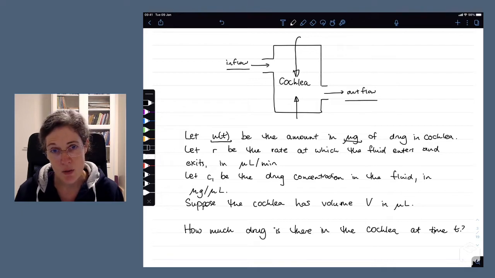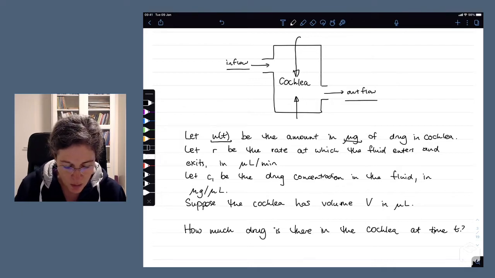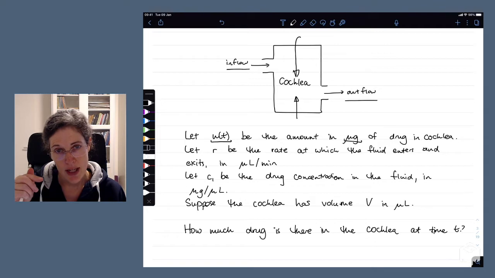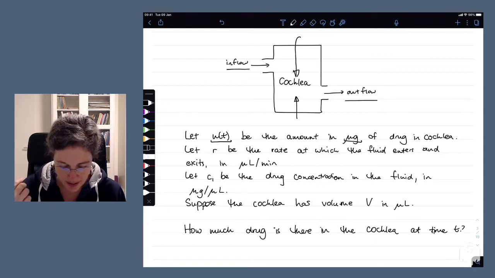Okay, what are the other things that we have to work with? Well, we are going to be pumping fluid in, so we need to know the rate at which our fluid enters and exits our cochlea.